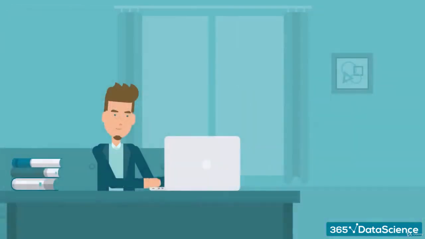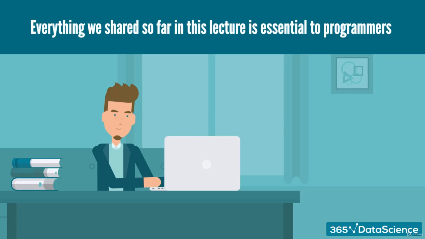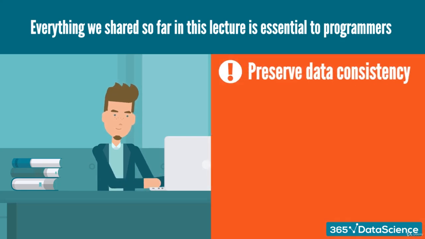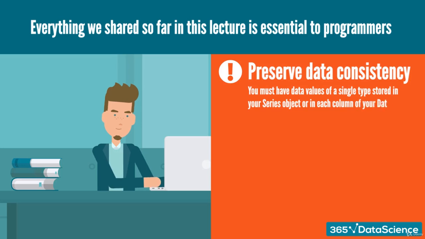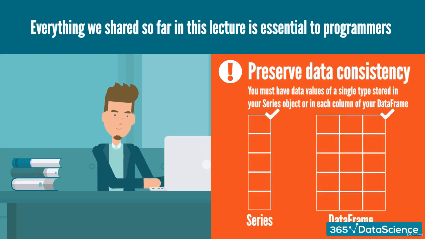On that note, you can think of everything we shared so far in this lecture as material that is essential to know as programmers. As analysts, though, you must remember that it is crucial to preserve data consistency. Put another way, you must have data values of a single type stored in your series object or in each column of your data frame. For instance, this means that in your series or in the different columns of your data frame, you should only store integer values or only floats. Or, if you need to have text values only, your series or data frame should only contain strings. However, you shouldn't mix them.